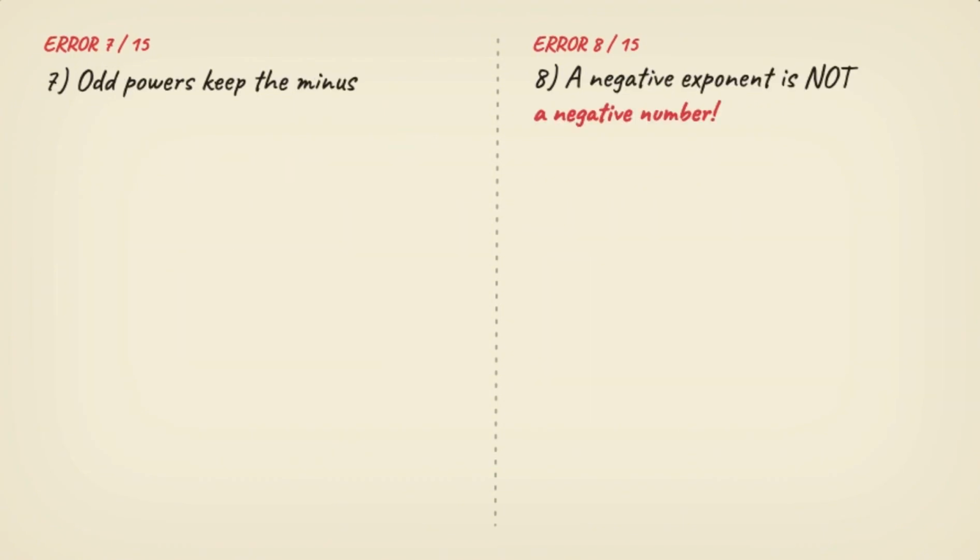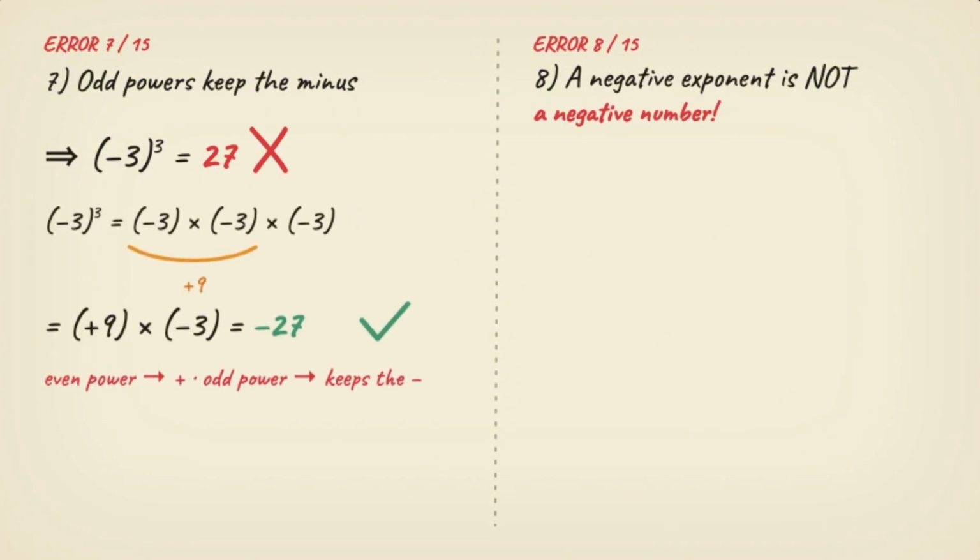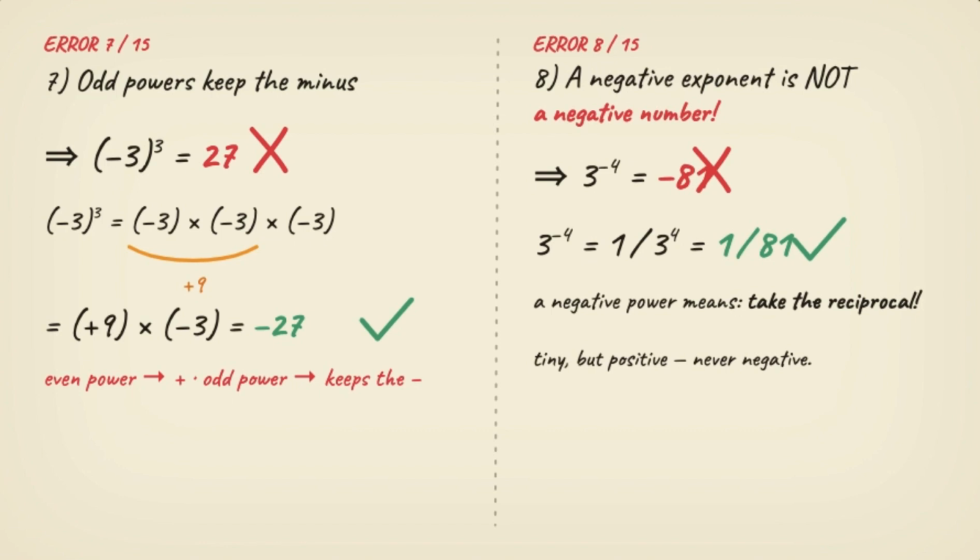Errors 7 and 8. Error 7. Forgetting that odd powers keep the minus. -3 cubed is not 27. Expand it. -3 times -3 is +9, and +9 times -3 is -27. Error 8. Treating a negative exponent as a negative number. 3 to the power of -4 is not -81. The negative exponent means reciprocal, 1 over 3 to the 4th, which is 1 over 81.